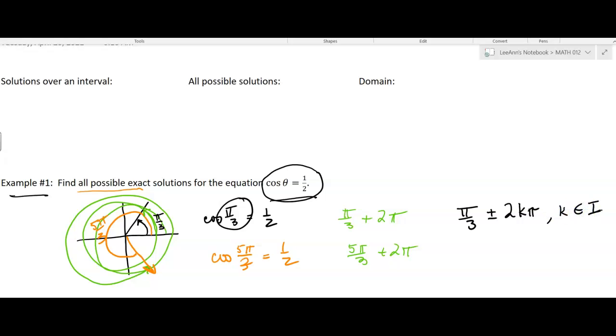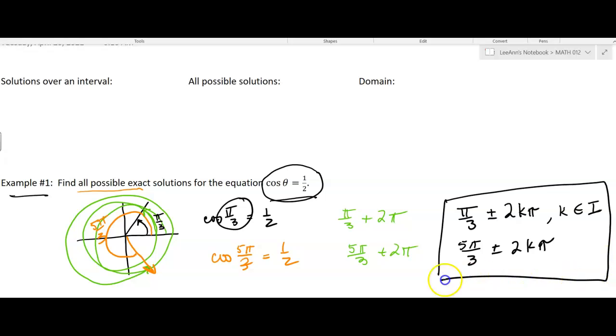So you could go around once around the circle, twice around the circle, or you could go in the other direction. And then we do the same thing for 5 pi over 3 plus or minus 2k pi, and again, where k is an integer. They're not always going to put that in the answer. They're just going to assume that we know k is an integer. That's when we want all possible solutions.